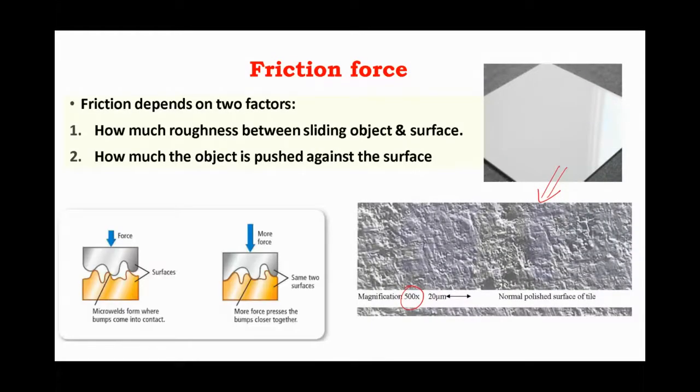This is what we say here. As you see here also, this is a picture of a tile under the microscope. It looks shiny. Here it looks smooth, but under a microscope it's not.